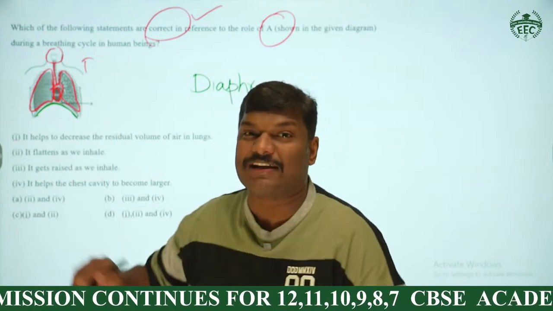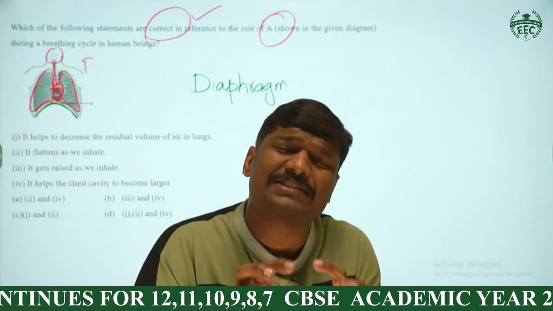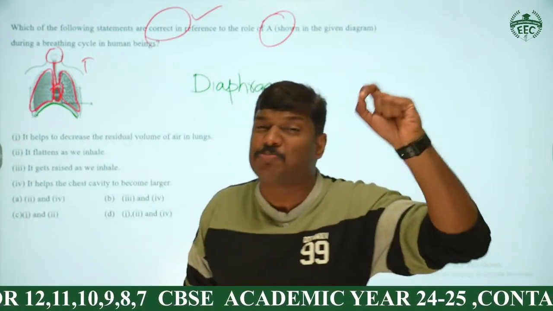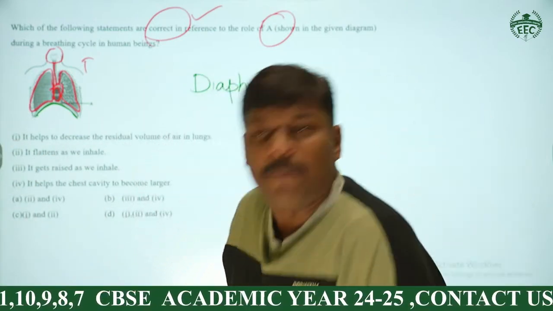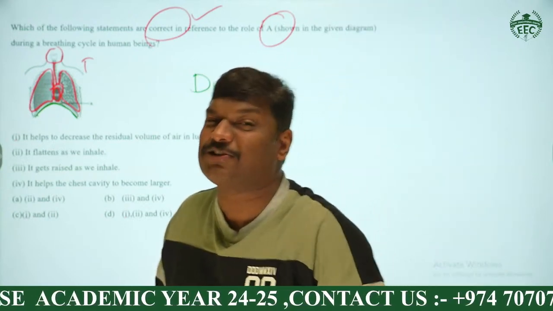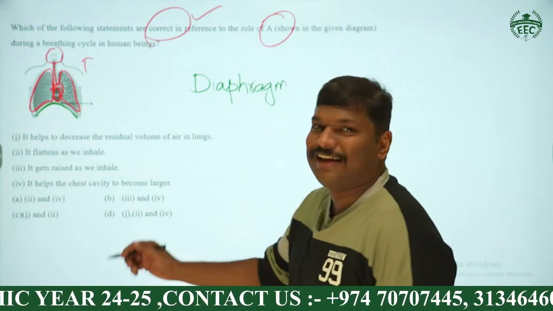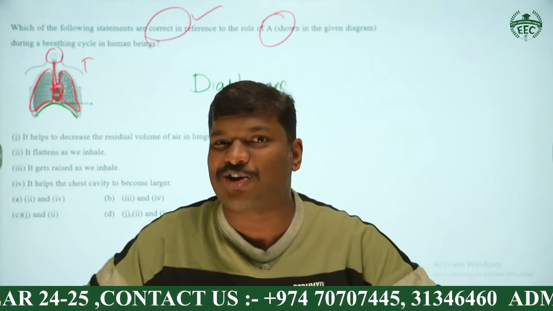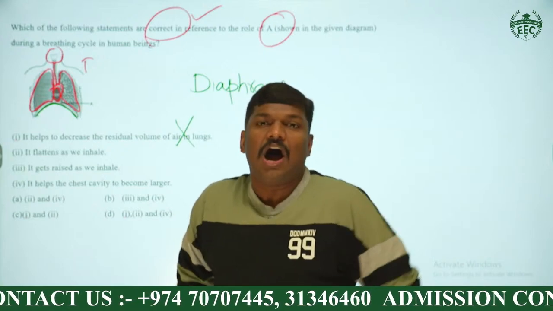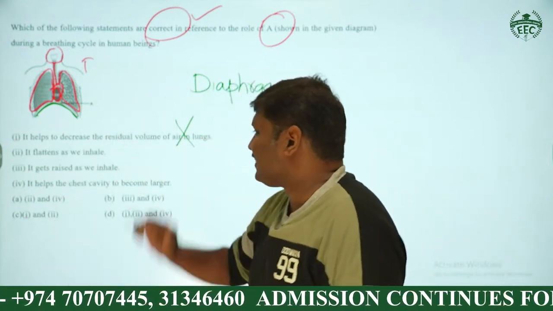And for that exchange of gases, some quantity of air is always there. Always some quantity of air is remaining in our lungs, my dear student. It is more than 1 liter. More than 1 liter of air is always there in our lungs, my dear student. That is called RV, the residual volume. And here you know the RV is not reduced. So that's why this is a wrong statement. RV is there in our lungs, my dear student. The diaphragm cannot do anything with that. So that's a wrong statement.